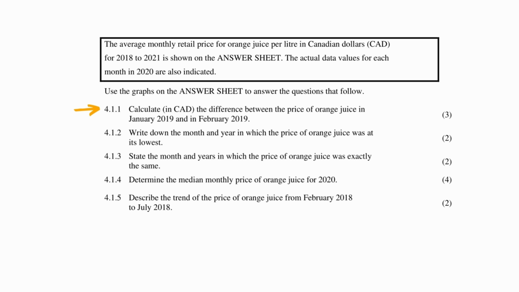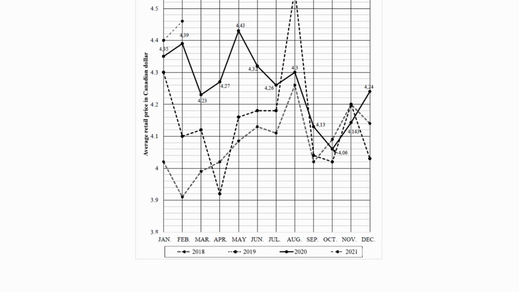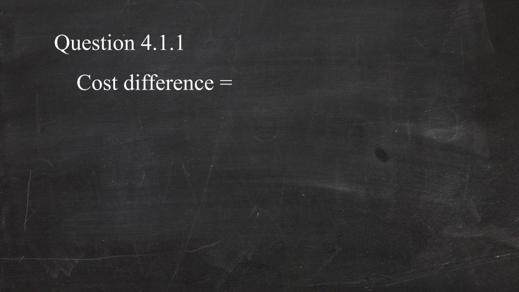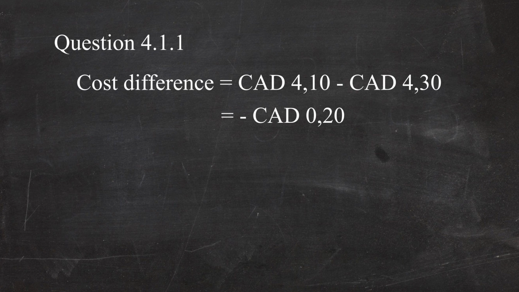In question 4.1.1, you are asked to calculate the difference between the price of orange juice in January and February 2019. The graph indicates the price of orange juice in January 2019 as 4.3 Canadian dollars, and the price of orange juice in February 2019 was given as 4.1 Canadian dollars. It is clear to see that there was a decrease in the price between the 2 months. So the cost difference between these 2 months is 4.1 minus 4.3, and this gives you a cost difference of negative 0.20 Canadian dollars. You should note that the negative sign here indicates that there was a decrease in the price from January to February.